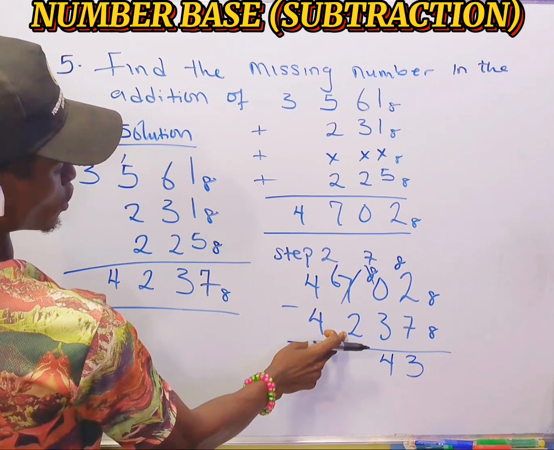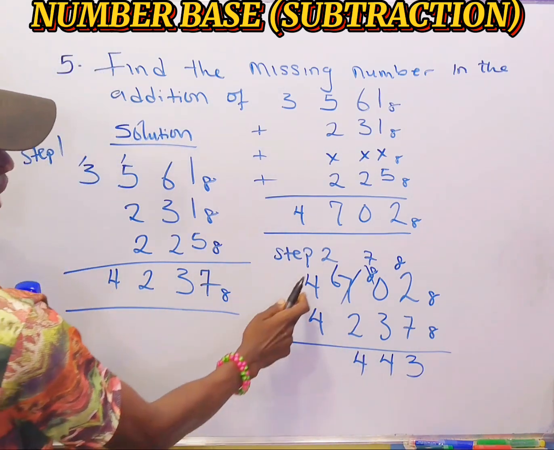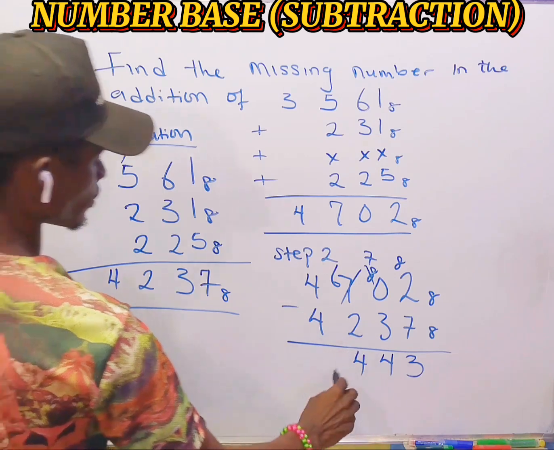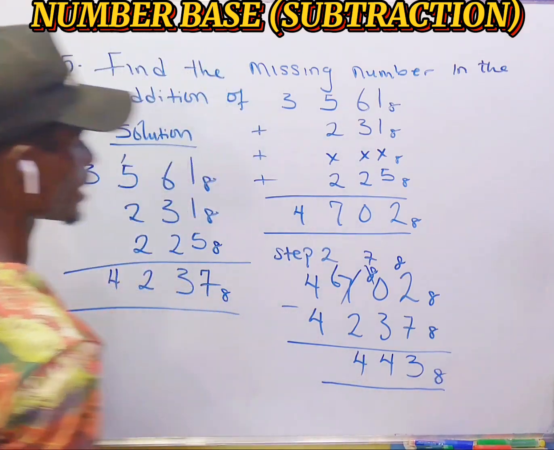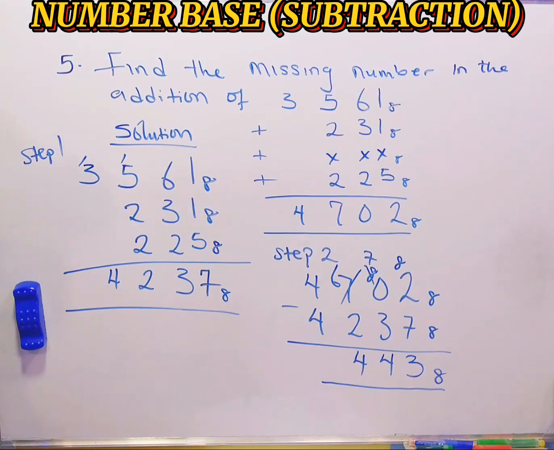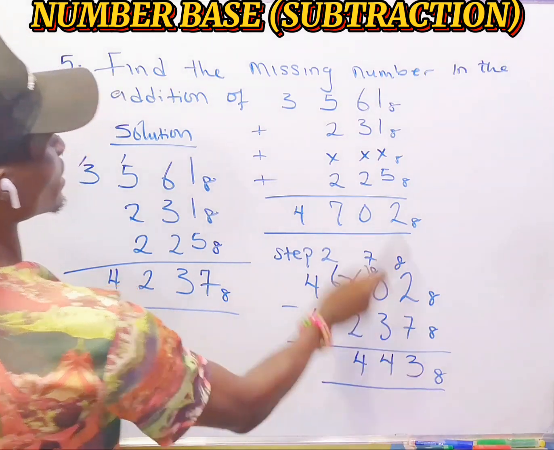Now 7 minus 3, 4. And 6 minus 2, 4. And 4 minus 4, 0. So we are left with 443 base 8. Which means the missing value here is 443 base 8.